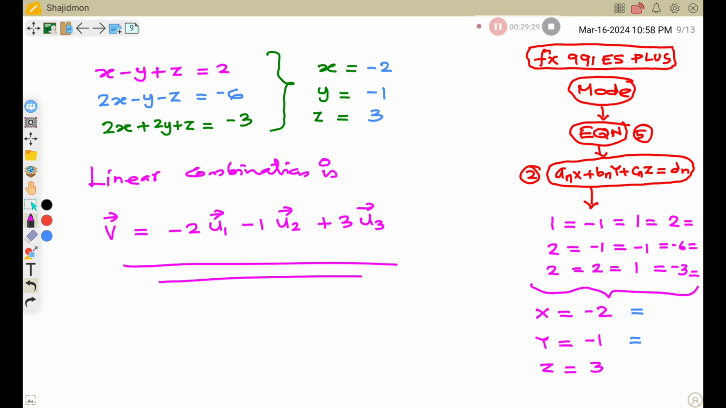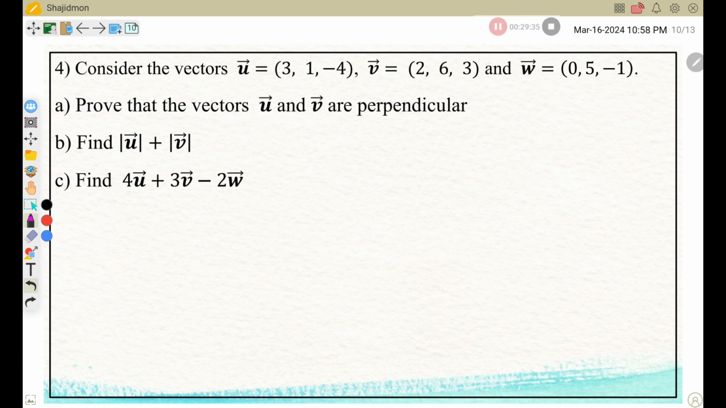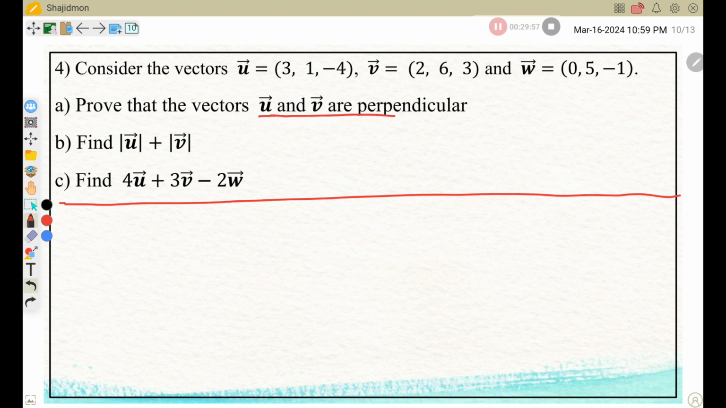Now we will go to the next question, the fourth question. Consider the vectors: vector u equal to 3, 1, minus 4, vector v equal to 2, 6, 3 and vector w equal to 0, 5, minus 1. The first part is: prove that the vectors u and v are orthogonal or perpendicular vectors.